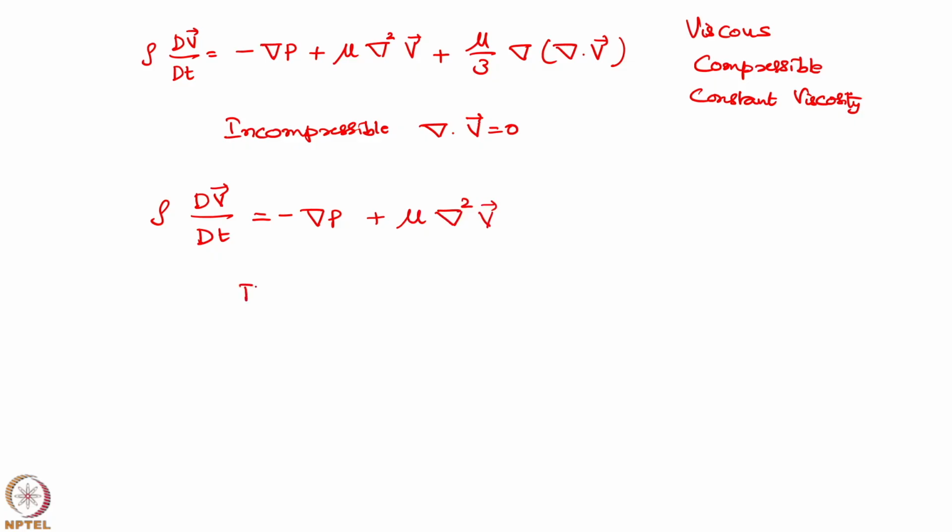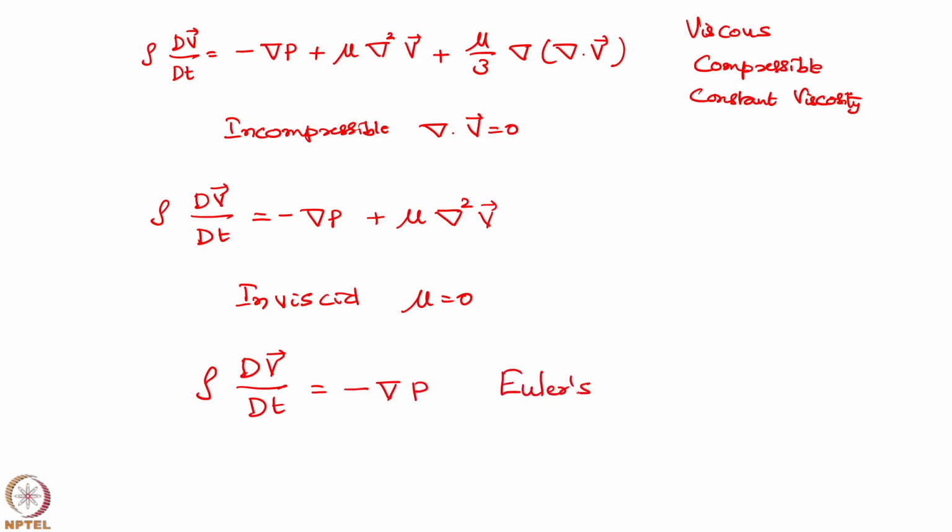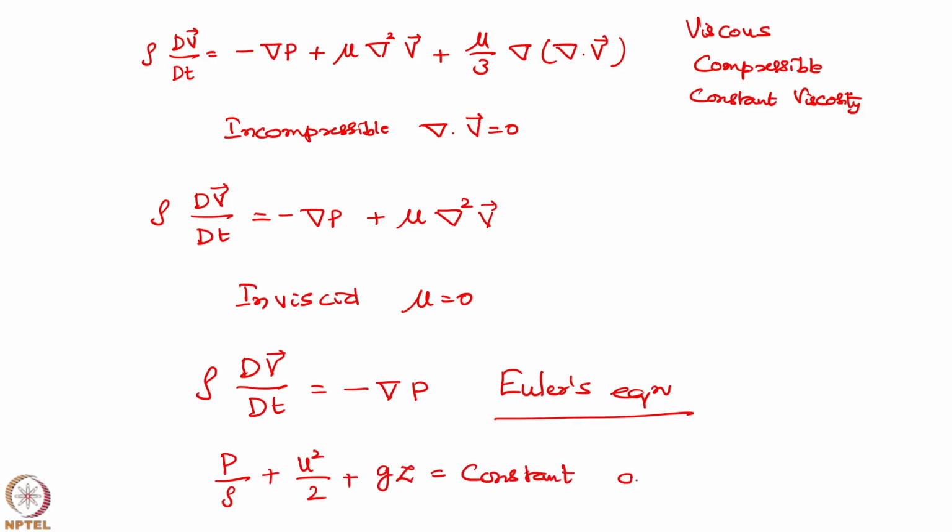Now if you take inviscid, meaning ideal fluid where there is no viscosity, viscosity is 0. So that is rho dV by dt equal to minus of del P. This is nothing but my Euler's equation, which can be reduced to Bernoulli's equation, which is P by rho plus U squared by 2 plus Gz equal to constant along a streamline.